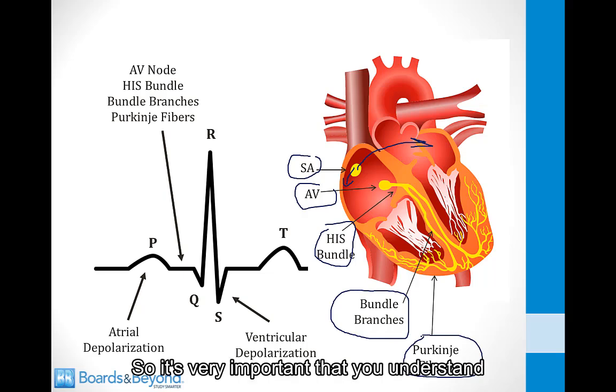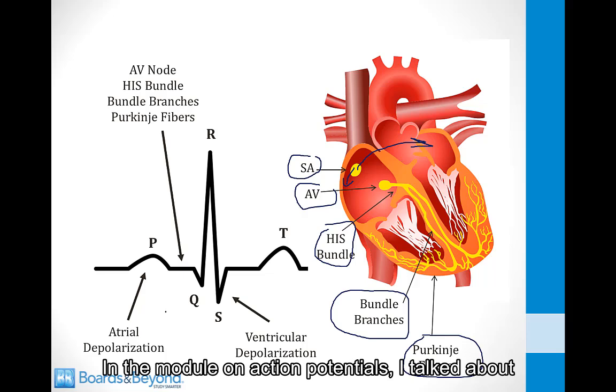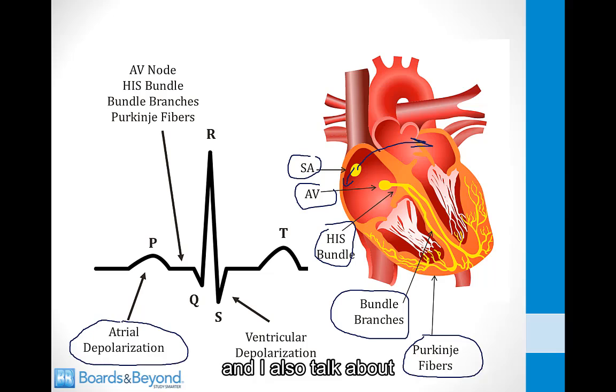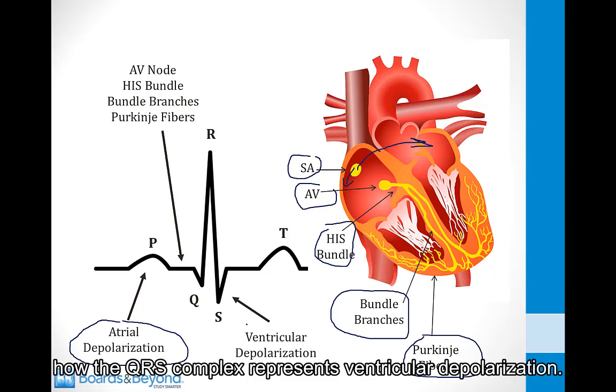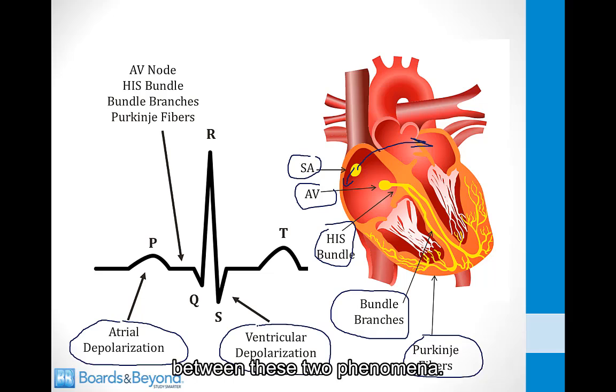So it's very important that you understand how all this electrical activity is represented on the surface EKG. In the module on action potentials, I talked about how the P wave represents atrial depolarization, and I also talked about how the QRS complex represents ventricular depolarization. In this module, what I'm going to focus on is what happens between these two phenomena.